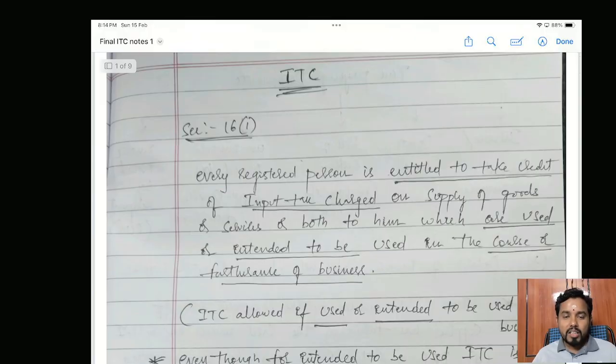We all know that in your entire indirect taxation paper, ITC is a very important chapter. So let us quickly try to cover the concepts of ITC from the examination point of view. Once again I am telling, this lecture is going to be purely from the examination point of view. Whatever is relevant for exams, that only I am going to touch upon.